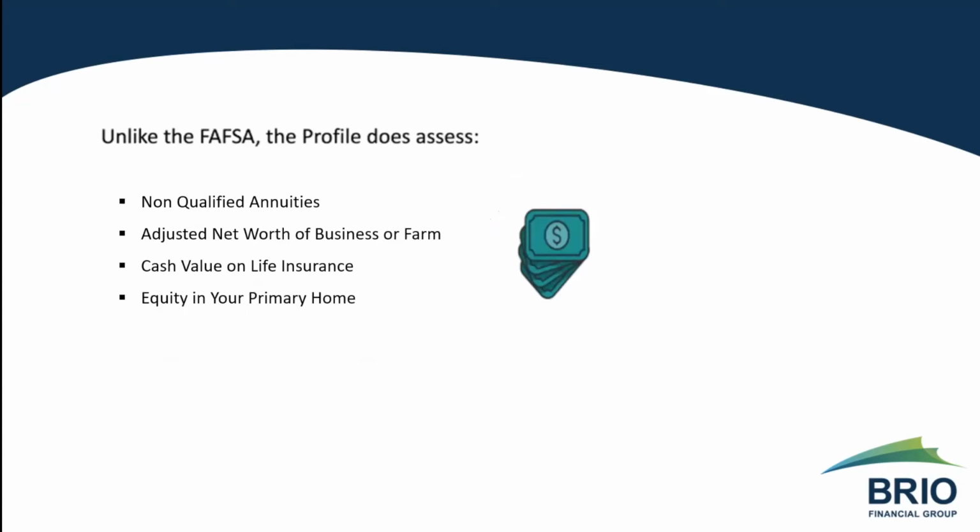Okay, but the CSS profile is more detailed. Instead of not including any annuities, they do count non-qualified annuities. So if anybody has a non-qualified annuity, come talk to me. If you have a business, they do count the adjusted net worth. They do count cash value on life insurance most of the time. And they do count equity in your primary home. Now, both the FAFSA and the CSS include equity in your rental properties if you have them, and also the income from that. So that's just a good thing to know.